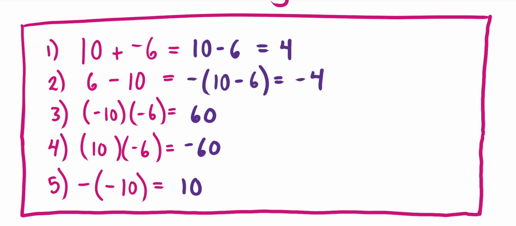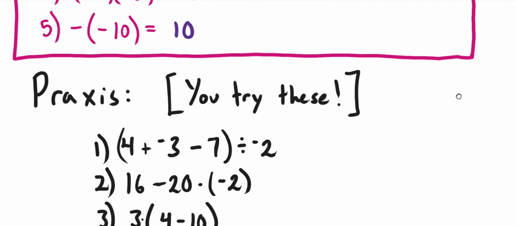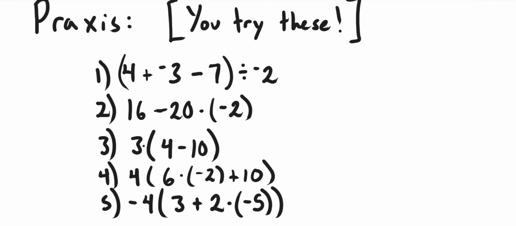Now, if I have two negatives multiplied, that's a positive. If I have a positive times a negative, that's a negative. And if you take the negative of a negative, you just get the positive again. Double negatives cancel. Let's do the praxis exercises.